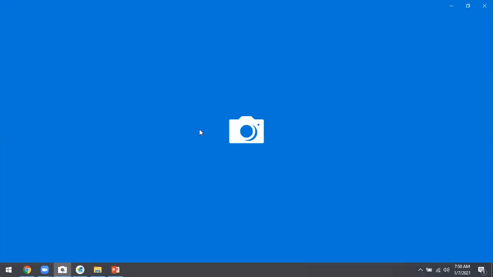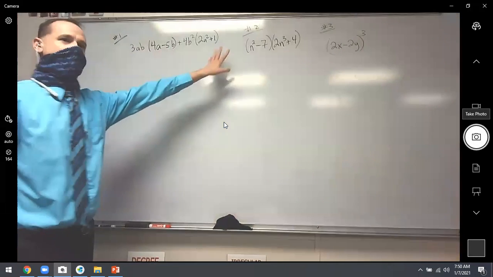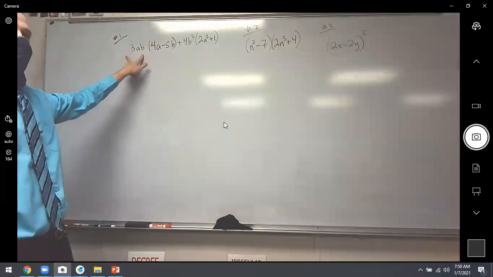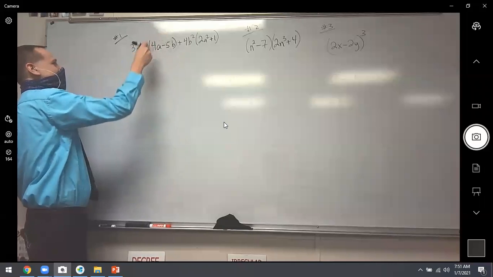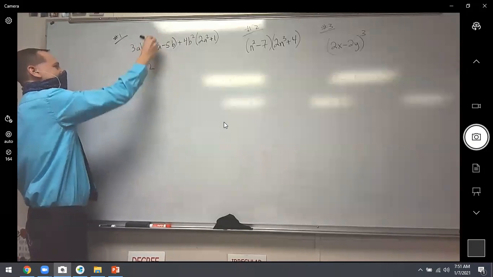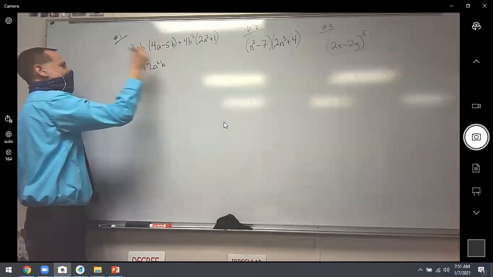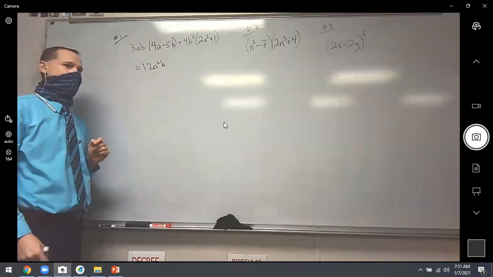So let's go ahead and get distributing and see what we can do. Number one says 3ab times this quantity plus 4b squared times this quantity. So we're going to take the 3ab from the first one and distribute it in. 3ab times 4a, 3 times 4 is 12. A times the a is an a squared, and the b is just there. So the first term we write down should be 12a squared b.